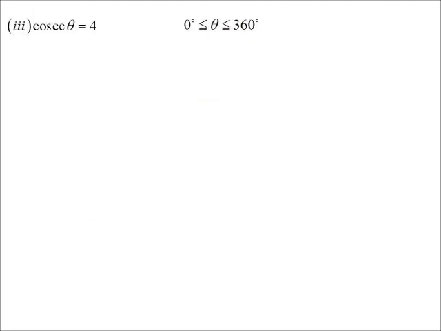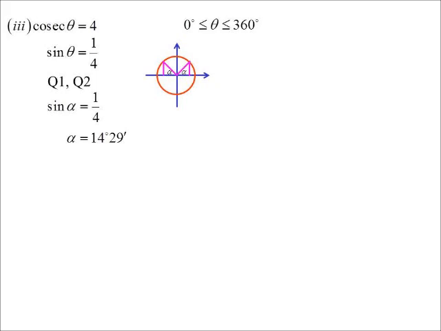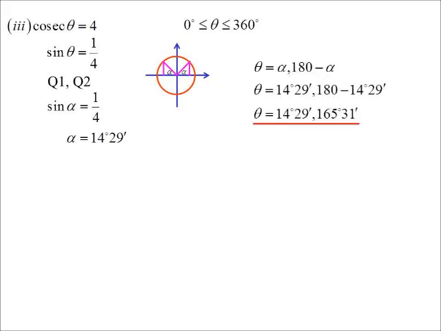Cosec. Of course, we don't have a cosec button on our calculator, so the first thing I'm going to do is turn it into sine, so turn it upside down. We're solving sine theta is a quarter. Sine's positive in the first and the second quadrants. Find the equivalent acute angle, that's 14 degrees 29. Put the information together: we're either going to have the acute angle or 180 minus the acute angle for the second quadrant. So my answers are 14 degrees 29 and 165.31.